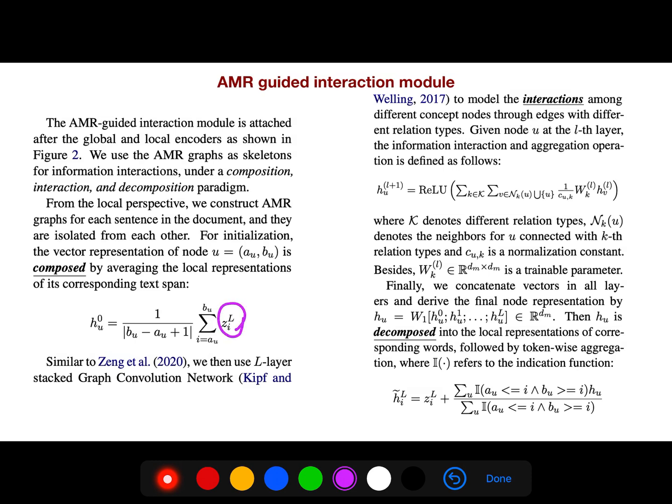So just take the average of local spans, and then we use an L-layer stacked graph convolutional network to model interaction among different concepts. So we have layer L, and then we update for the next layer. Finally, we concatenate the vectors in all layers and derive the final node representation. Then H sub U is decomposed into local representations of corresponding words.